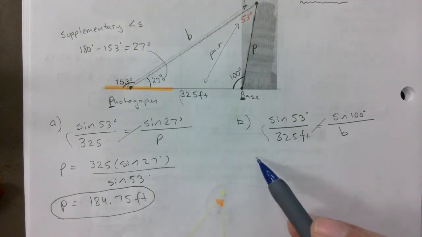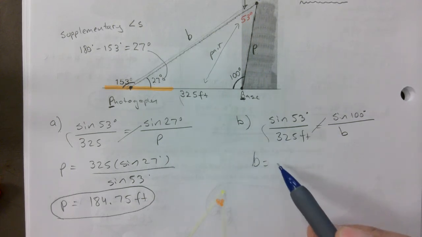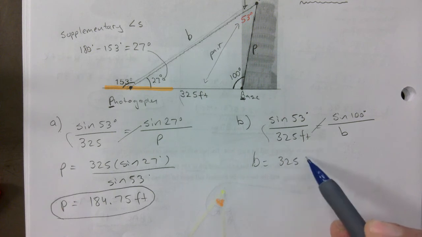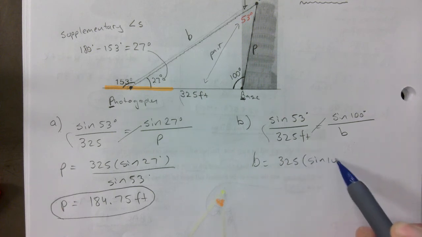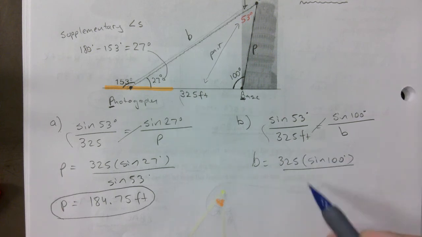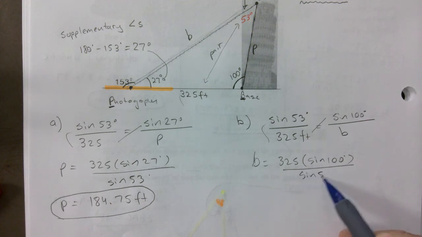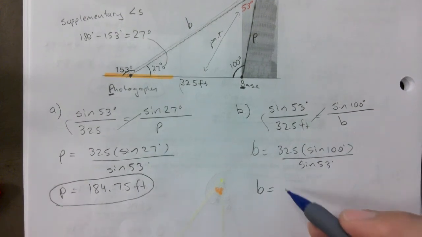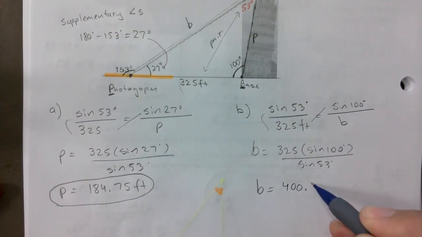Cross multiply and divide. 325 times sine of 100, divided by sine of 53. B is equal to 400.76 feet.